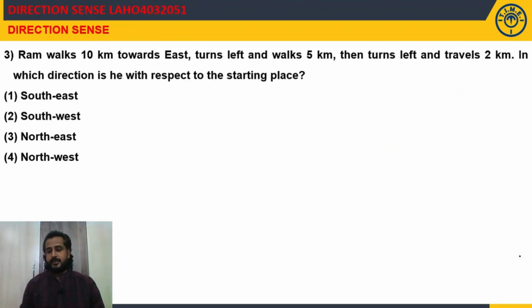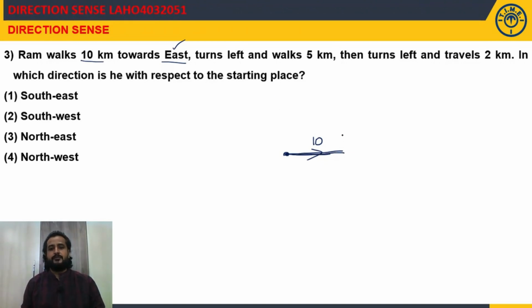Next. Question number 3. Ram walks 10 kilometers towards east. Okay, initial direction is known, so no issue. So we may start from the point, because no need to read the entire information, that is completely a waste of time. Because it is a path, the initial information will be given at the beginning of the statement. So directly start from the statement. Ram walks 10 kilometers towards east. Then turns left.